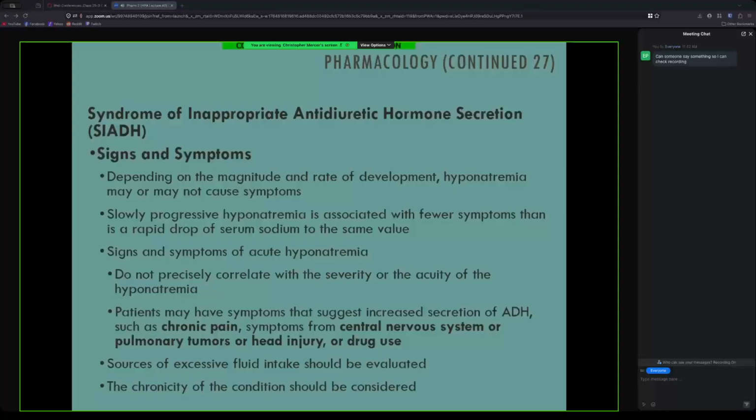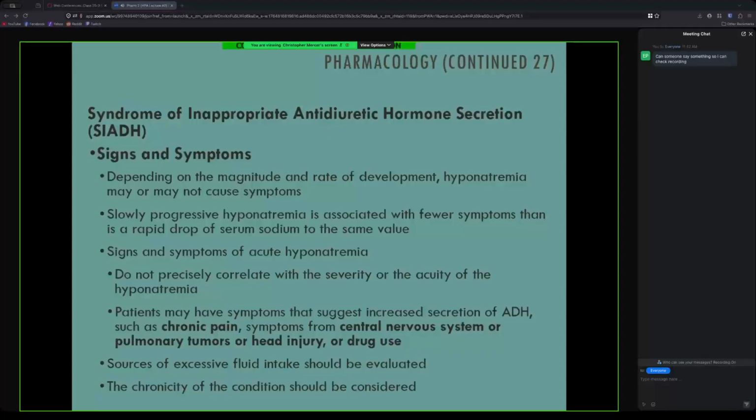So we have to look for underlying causes that can suggest excess antidiuretic hormone, or excess ADH. Those include CNS or pulmonary tumors. Classically, you'll hear small cell lung cancer or other paraneoplastic sources that produce ADH. So we have to look for an underlying cause of why we have excess antidiuretic hormone. You'll hear small cell lung cancer often in a smoking population. We can also get it from a head injury, and there are medications that can cause excess ADH.